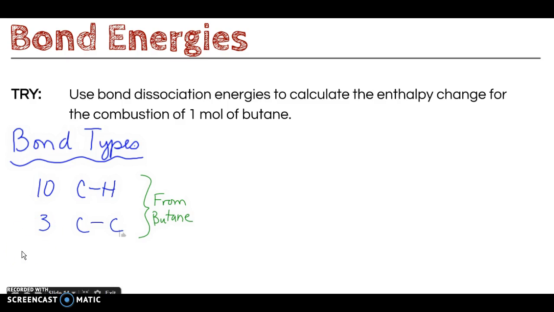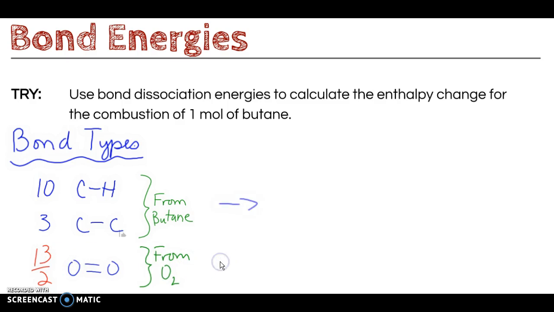And now I'm going to do the same thing for oxygen. But there's not much to do because I only have 1 bond in an O2 molecule, but I have 13 halves, or 7.5 O2 molecules. So there we go. Now let's examine my products.